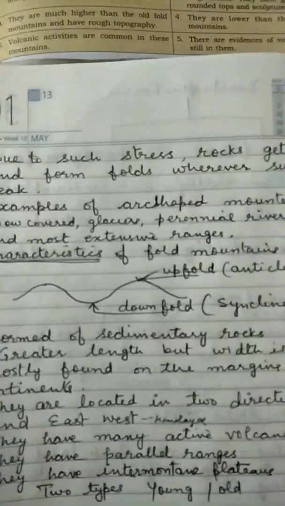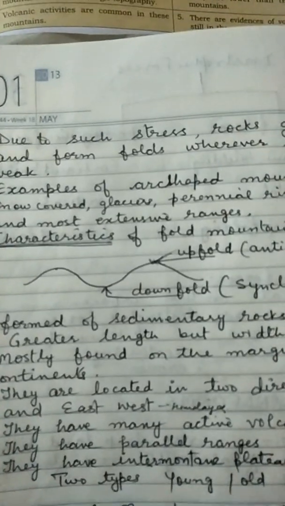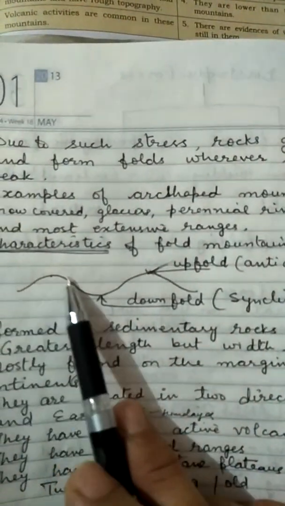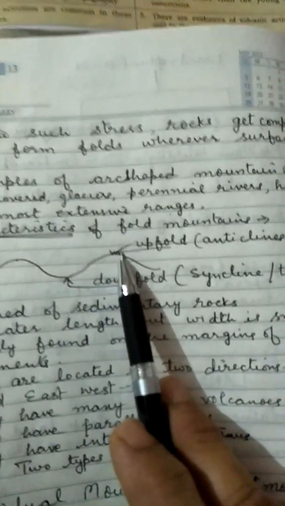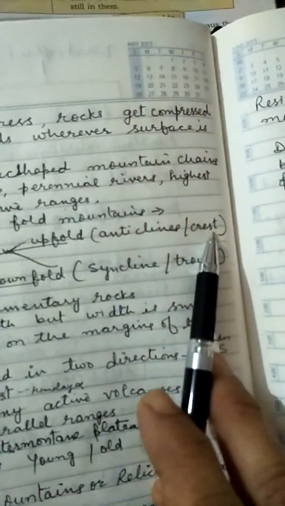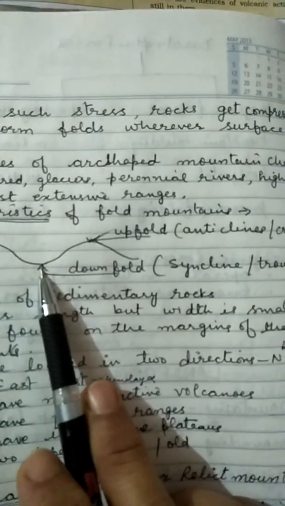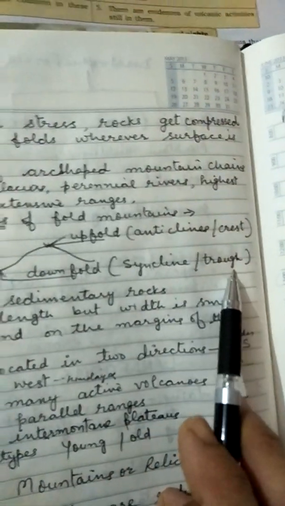What are the characteristics of fold mountains? The first characteristic is that you can see this upper part is upfold. Upfold is known as anticline or crest. So this is crest, and this lower part is downfold or syncline or trough.